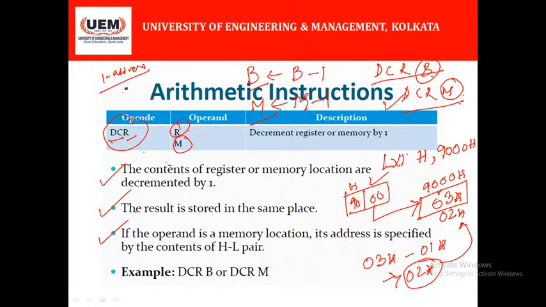And we can observe how many bytes are required to express this. They require only 1 byte. So DCR B has a separate opcode. DCR C has a separate opcode. So we require only 1 byte to represent this instruction to the microprocessor system. Similarly, DCR M has a separate opcode from DCR B. So we require only 1 byte. So these are 1 byte instructions. They are one address instructions, and they are in register addressing mode or memory addressing mode. For example, DCR B is in register addressing mode and DCR M is in memory addressing mode.